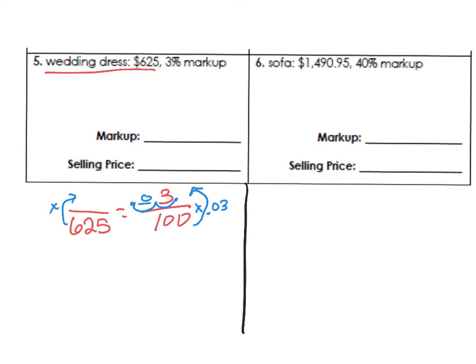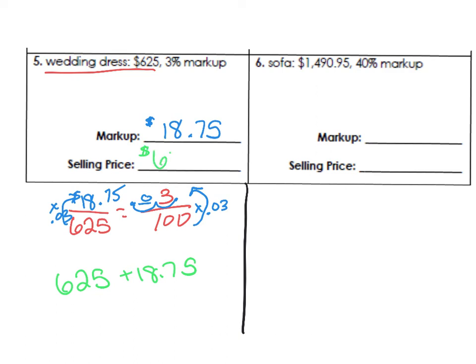We're going to do the same thing. 625 times 0.03, or 3/100. So when we put that into the calculator, we get 18.75. That's going to be our markup. And think about it, 3% is not very much. $18.75 is not very much for 625. But we're not done. Now we have to get the selling price. 625 plus that 18.75. We add that together, and our selling price is $643.75.